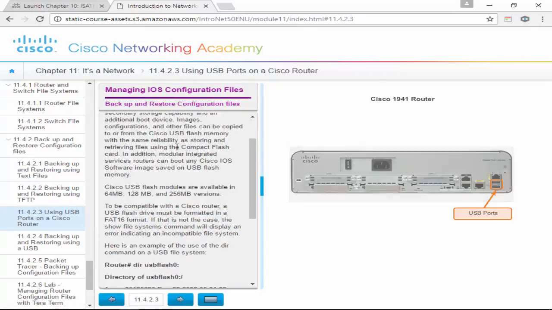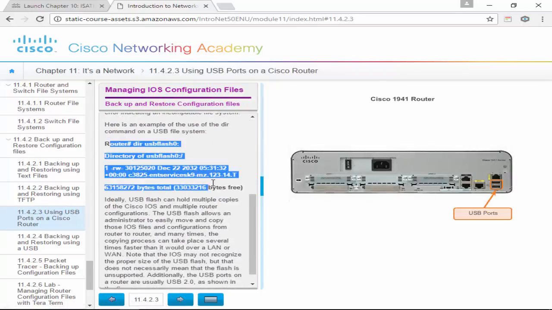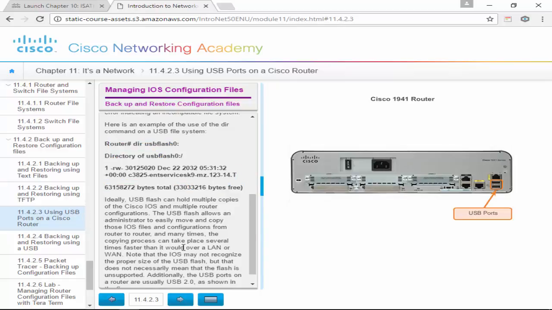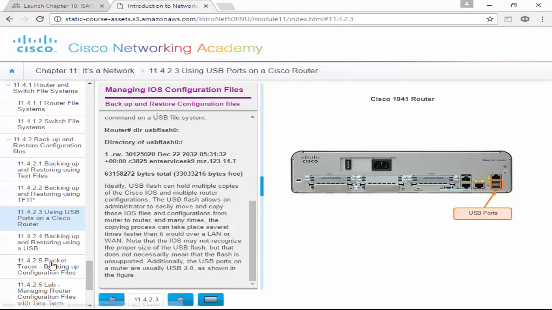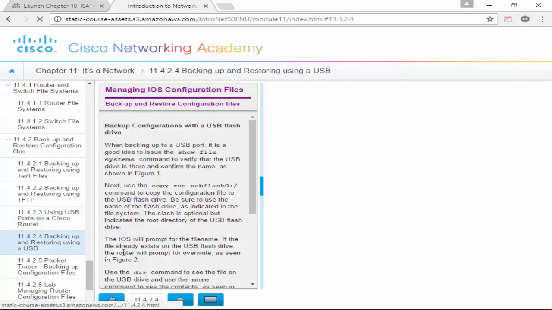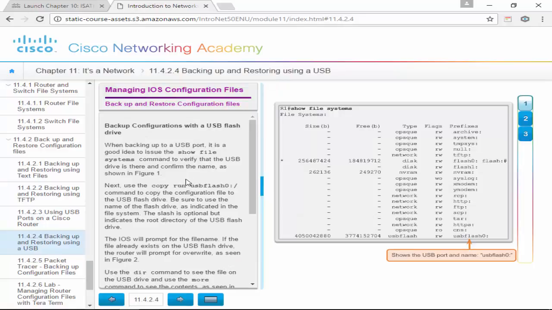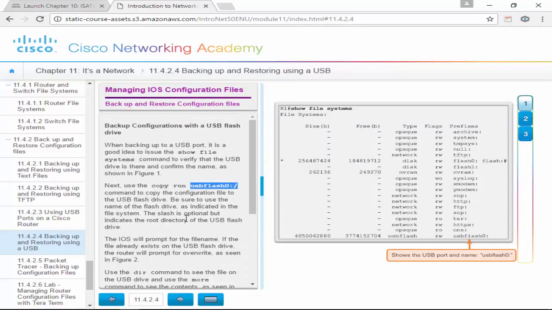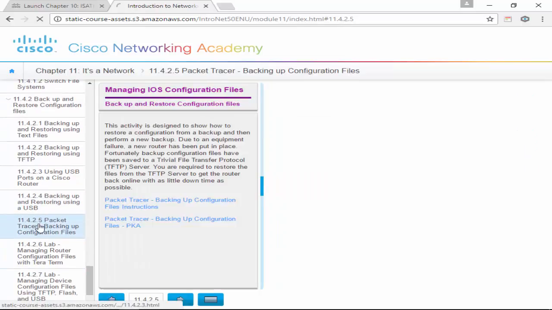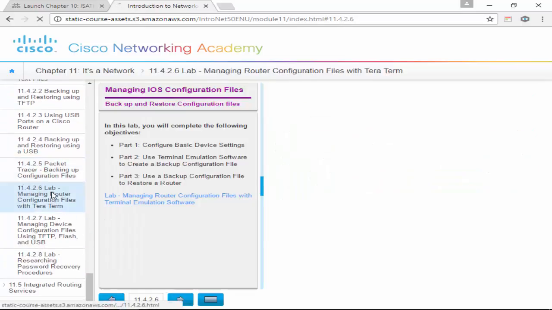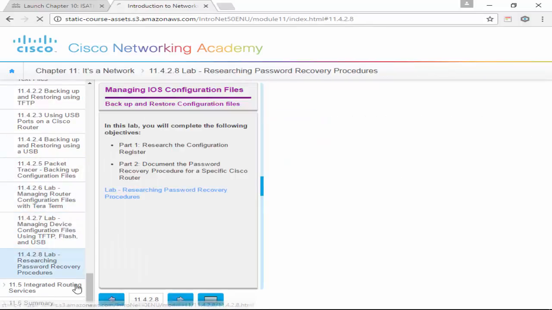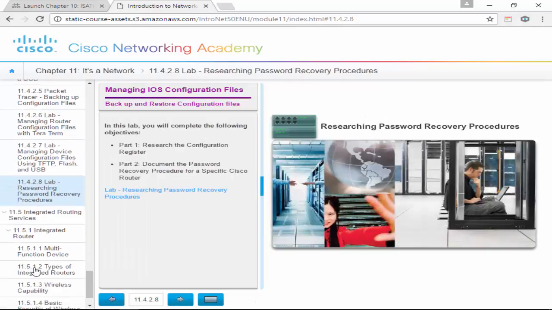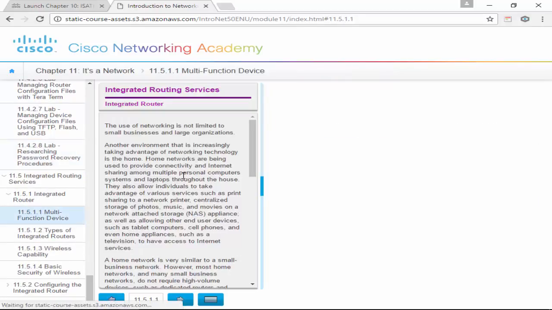You can also use a USB. They have your directions down here. This would be an emergency case, in my opinion. So anyways, take a look at it. It's similar to the TFTP, except we say USB to do that. There's a packet tracer on backing up, so if you have questions on that, I'd try out that packet tracer for sure. And now they're talking about ISRs.